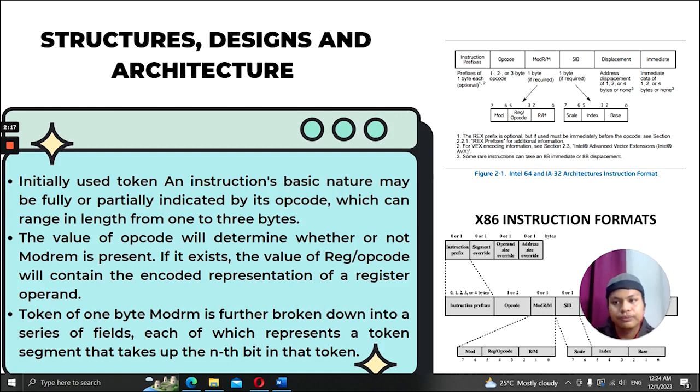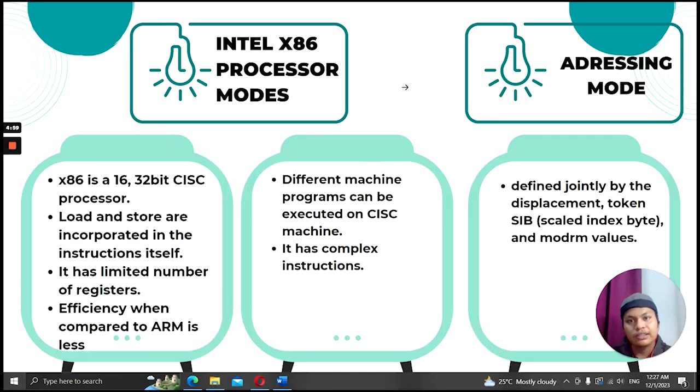Next is Intel X86 processor modes. X86 is a 16 and 32-bit CISC processor. Its load and store are incorporated in the instruction itself. It has a limited number of registers. It is very efficient when compared to ARM.